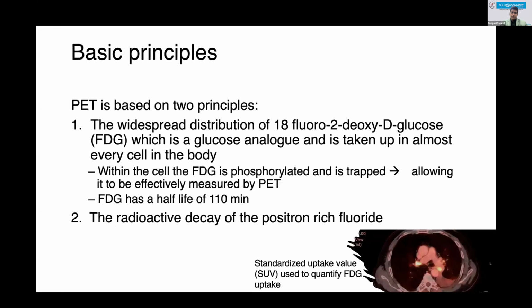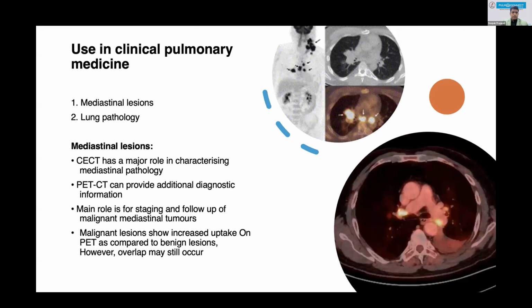So the basic principle behind the PET CT is the widespread distribution of 18-fluoro-2-deoxy-D-glucose, the FDG, which is a glucose analog and is taken up in almost every cell in the body. And within the cells, the FDG is phosphorylated and trapped, allowing it to be effectively measured by the PET. FDG has a half-life of around 110 minutes. The second principle is the radioactive decay of the positron-emitting fluoride particles. And in PET-CT, we get the SUV, the standardized uptake value, to quantify the FDG uptake at various sites, including lymph nodes, lung nodules, and apart from that, the extrapulmonary sites.